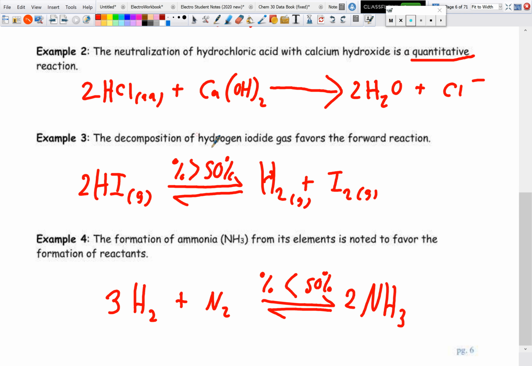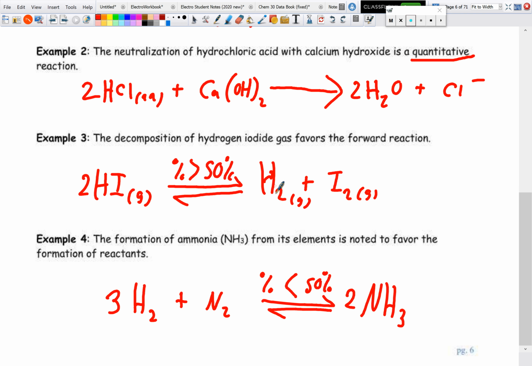So from this one, the decomposition of hydrogen iodide gas favors the forward reaction. So we should see above the arrow a percent greater than 50% for the decomposition reaction. And then of course the formation of ammonia, NH3, from its elements, is known to favor the formation of the reactants. So as we know, it favors the reactants, we're going to see a percent less than 50%. So we have our formation reaction here, and we should see a number above the arrow that's less than 50%.